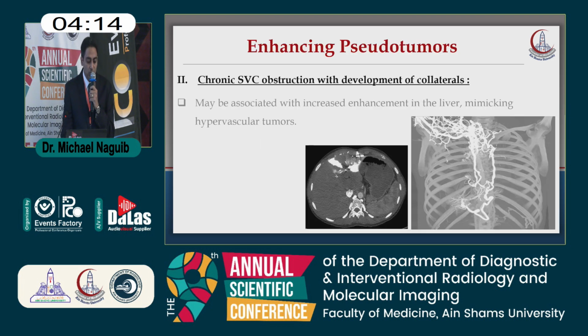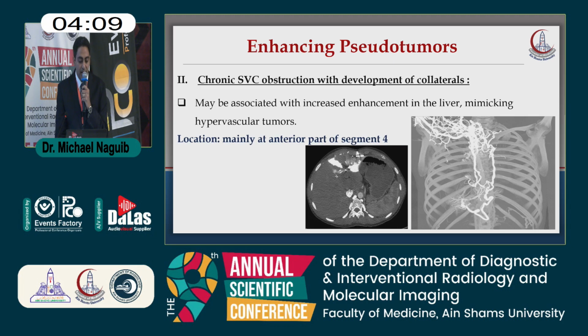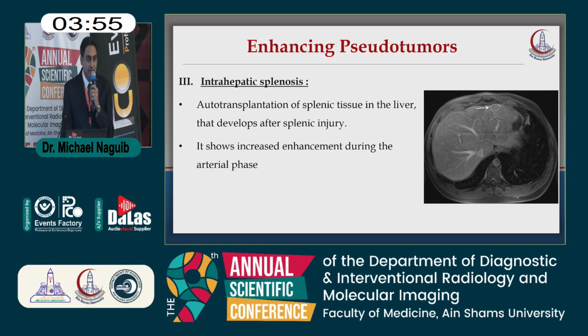Second, enhancing pseudotumor as occurs in chronic superior vena cava obstruction. It's usually associated with increased enhancement of the liver and mimics hypervascular tumor, but it has a characteristic location at the anterior segment of segment 4, and it's associated with development of collaterals. Third, intrahepatic splenosis. What's splenosis? Splenosis means autotransplantation of splenic tissue in the liver.